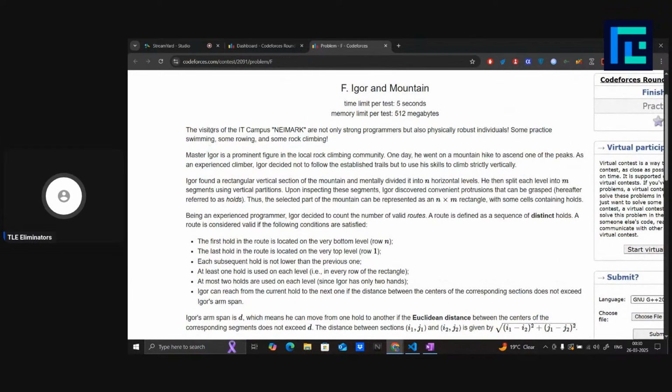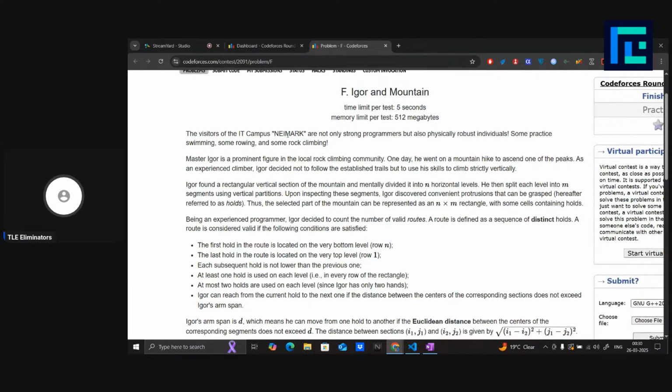So the problem says that the visitors of the IT campus Neymark are not only strong programmers, but also physically robust individuals. Some practice swimming, some rowing, and some rock climbing. Master Igor is a prominent figure in the local rock climbing community. One day, he went on a mountain hike to ascend one of its peaks.